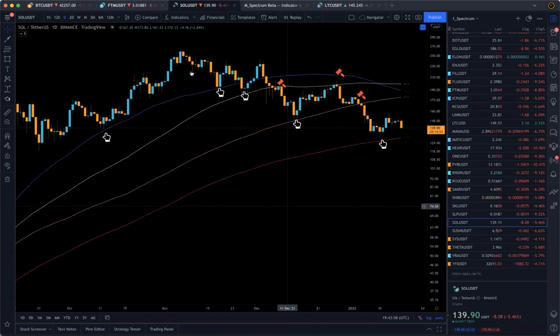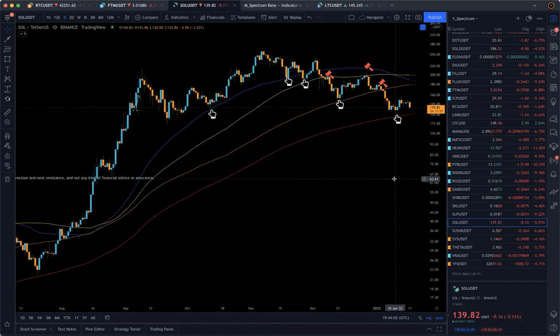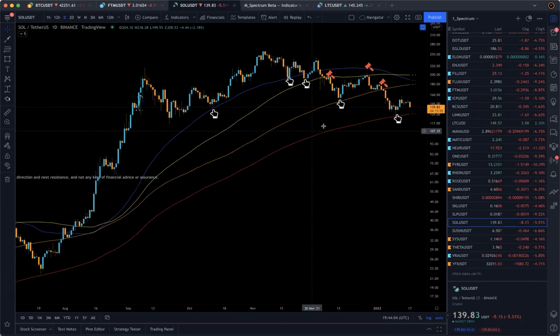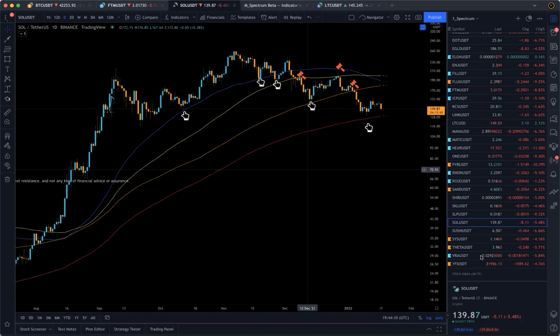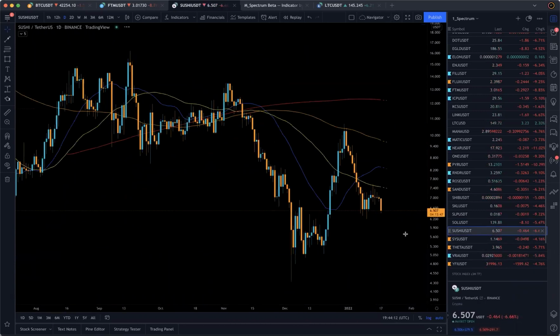Solana, that's why you see that this is still a downtrend. Interestingly, this is very important. This level is so critical. Wow. Sushi. Yeah. Awesome move. Rejected by the orange. Came down. Rejected by the yellow here.